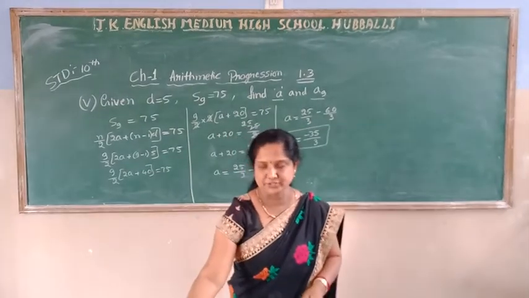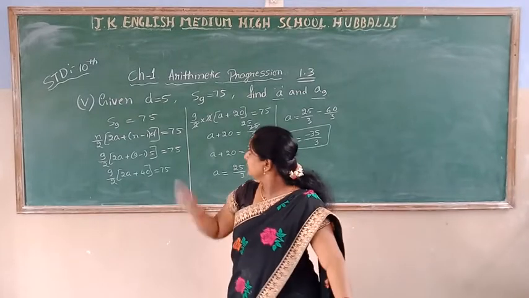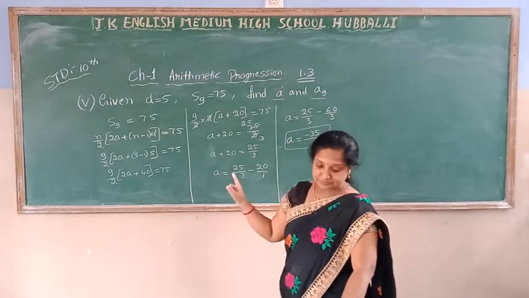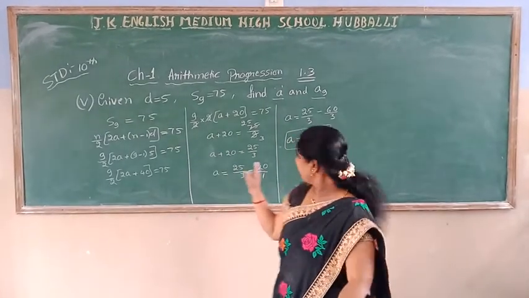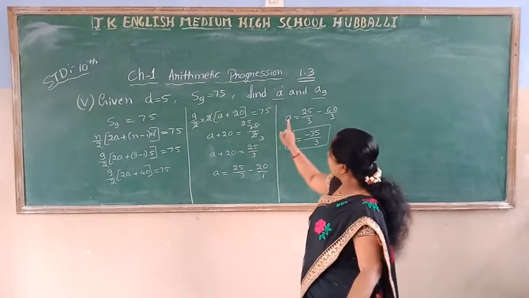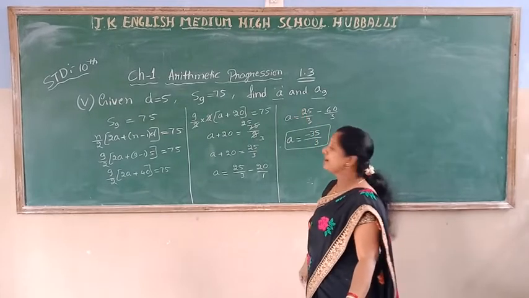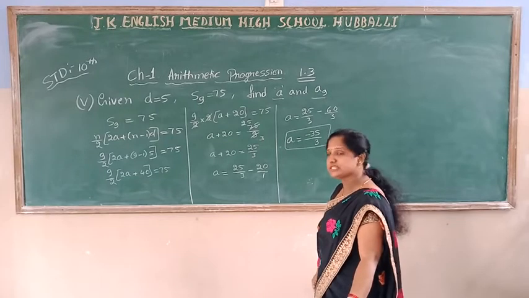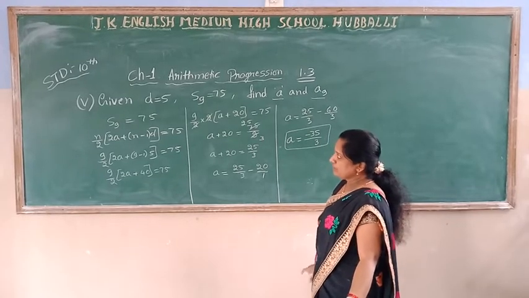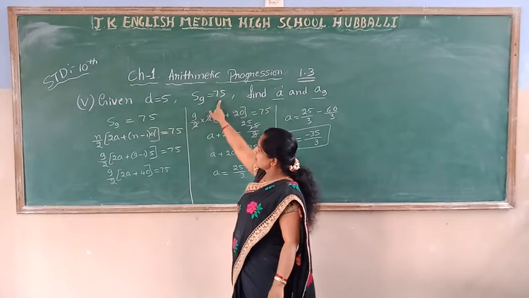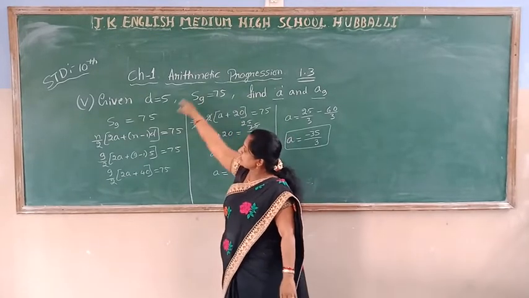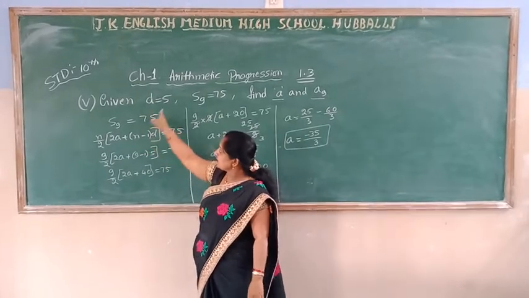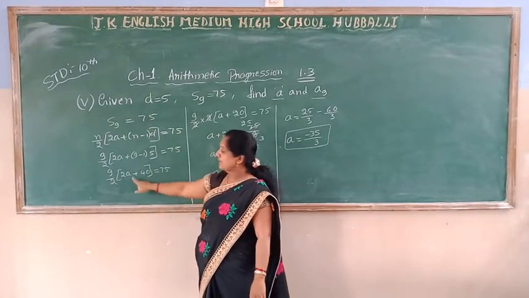So once again, just to observe the question, they gave d value and the sum of 9 terms. Then I got the a value as minus 35 by 3, but they asked us to find the 9th term of the AP also. d value they gave and sum of 9 terms they gave. For this I can use the formula Sn is equal to n by 2 into (2a plus (n minus 1) into d). Substitute the given values and simplify. We get it this way.